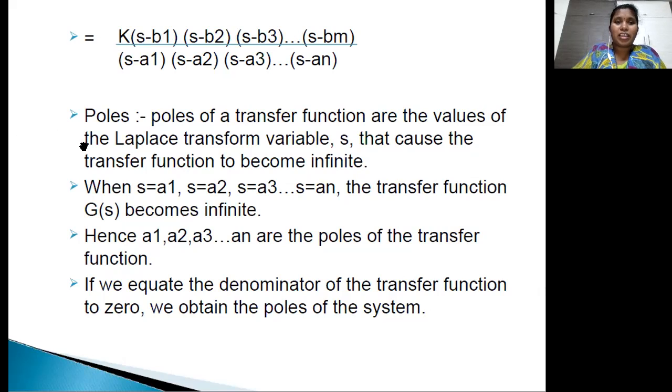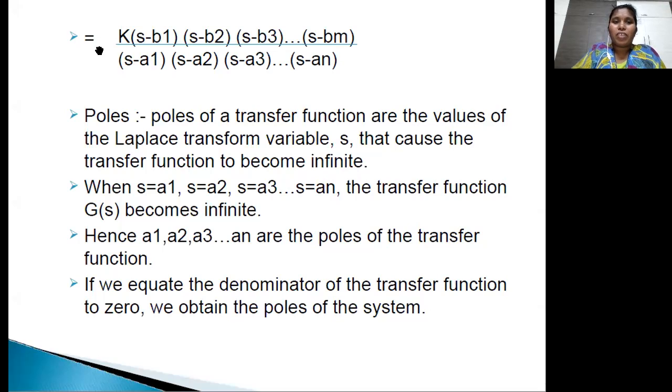So here, to obtain the definition of the poles, first focus on the denominator of the equation. That means you have to consider the equation which is obtained from the transfer function. The denominator of the transfer function equation you have to consider to obtain the poles. So here I can say easily, if the denominator of a transfer function becomes 0, the values of S are nothing but A1, A2, A3 and so on An.